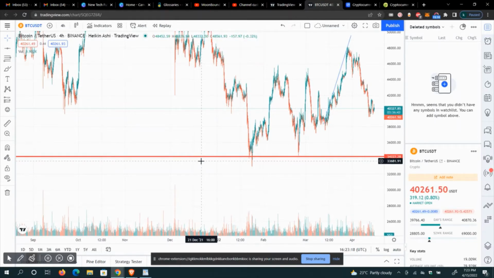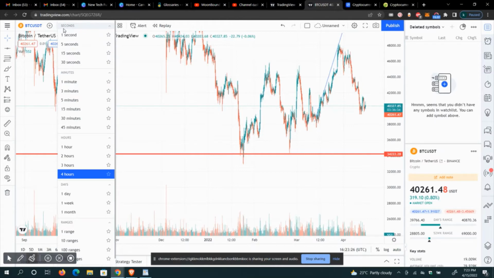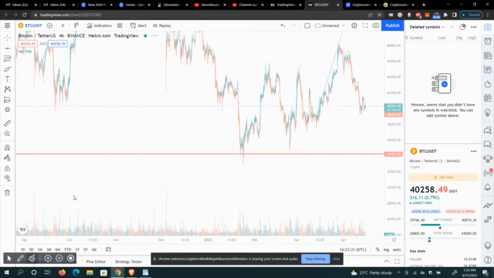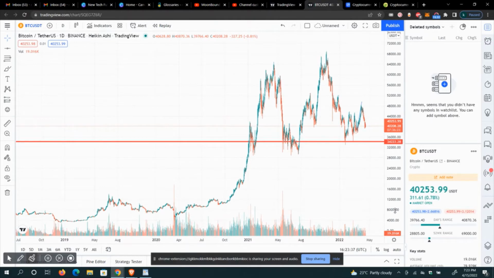I'm going to use here as an example 34,202, because I'm sure it's been a support for a while, but I'm going to put it on a 1 day trading chart so you can understand what I mean. Actually, I don't think it's been. Let me use the 4 hours.